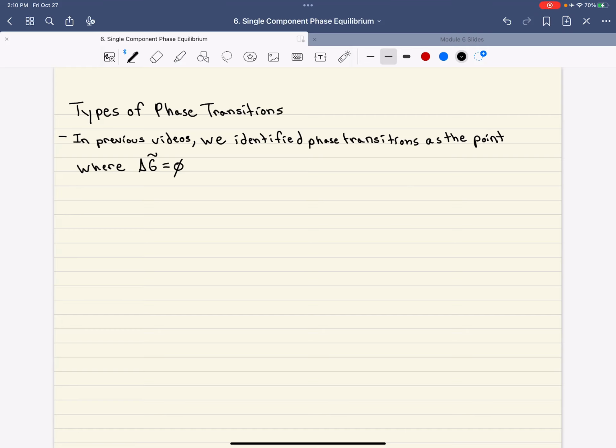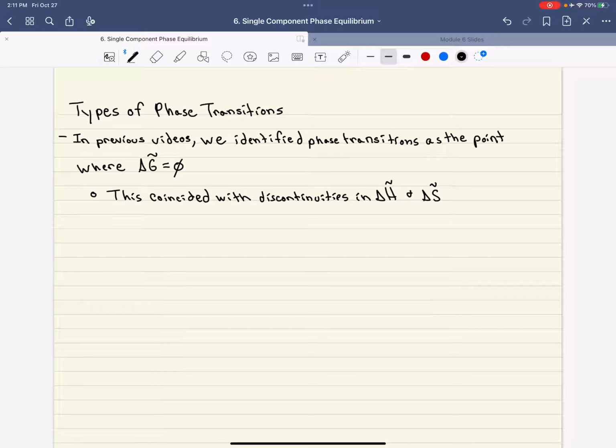When we discussed phase transitions previously, we showed that this coincided with a case in which the difference between the molar Gibbs energy between the two different phases was equal to 0. We also observed that this occurred when there were changes between delta H and delta S. So this coincided with what we call discontinuities in delta H and delta S.